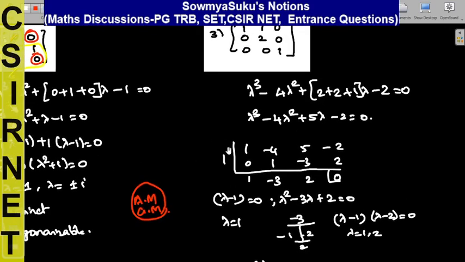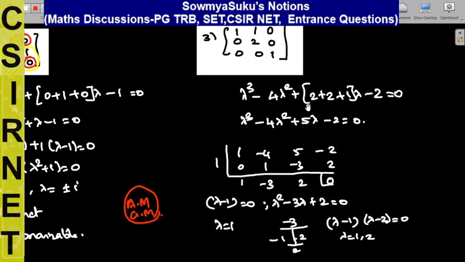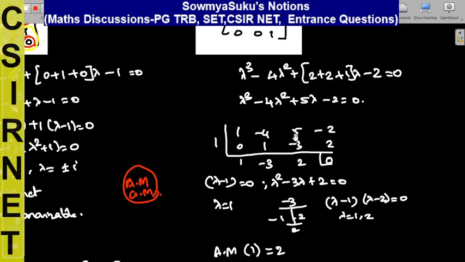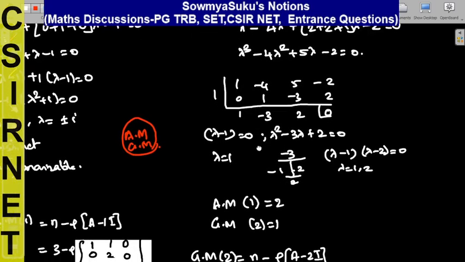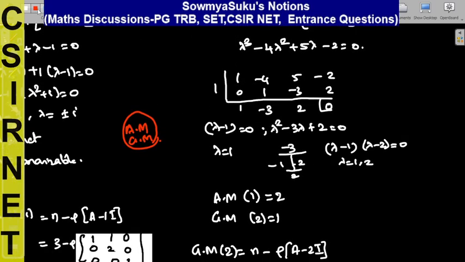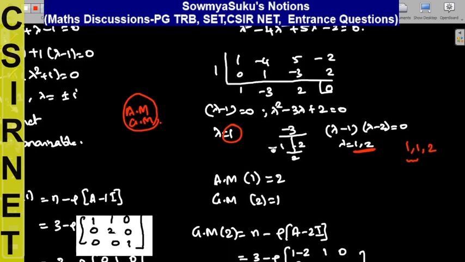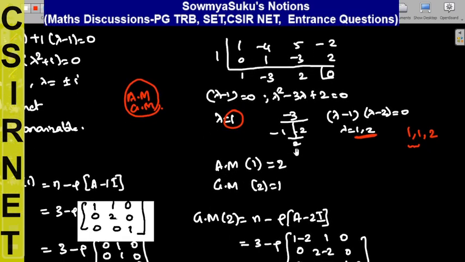Let's see this third one. So lambda cube minus trace A plus cofactors of the terms lambda minus determinant A is equal to 0 and use the synthetic division. You can find the values of lambda are 1, 1, 2. Here you can see 1 comma 1 comma 2. 1 is the same, the other one is different. So from these cases, you can find the algebraic multiplicity. So here algebraic multiplicity of 1 means how many times 1 is repeating, 2 times.